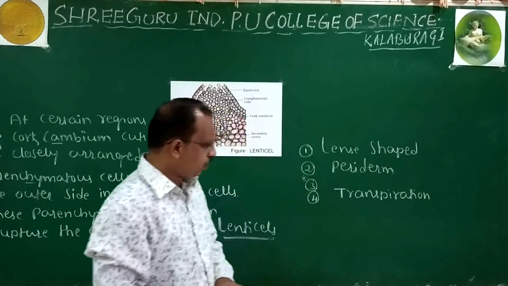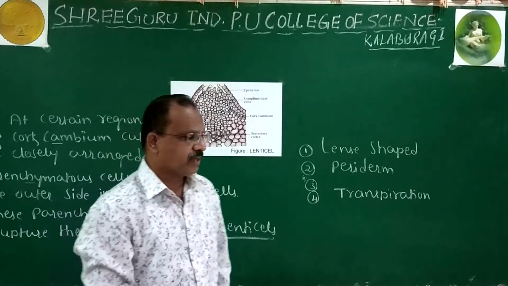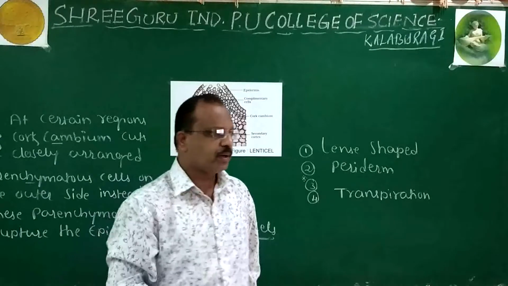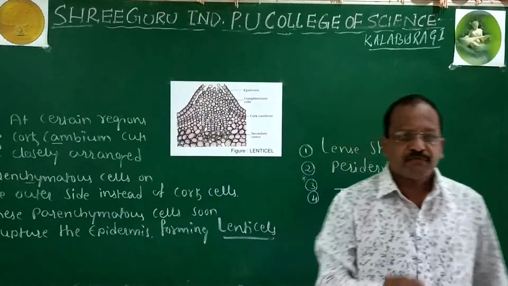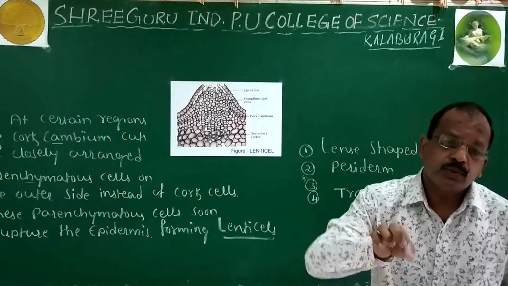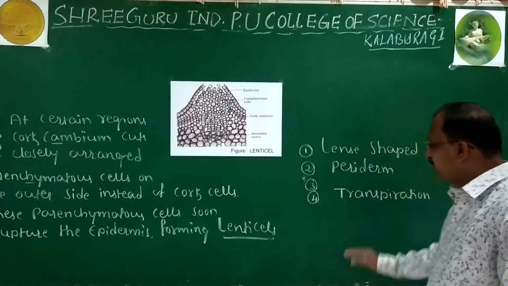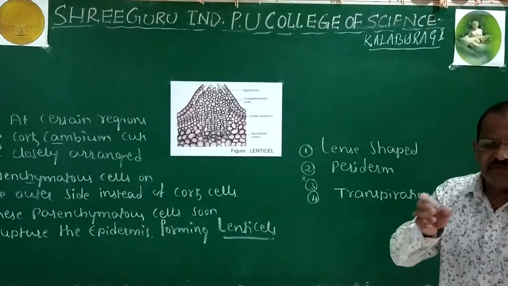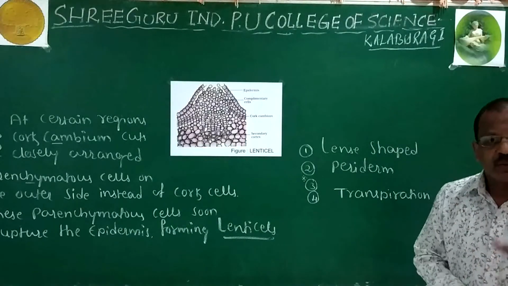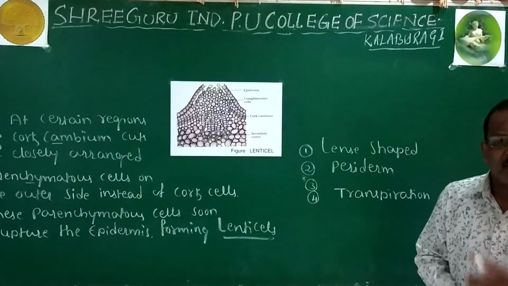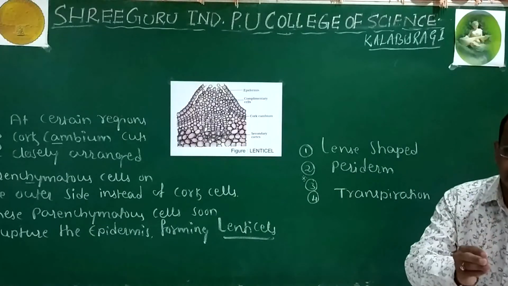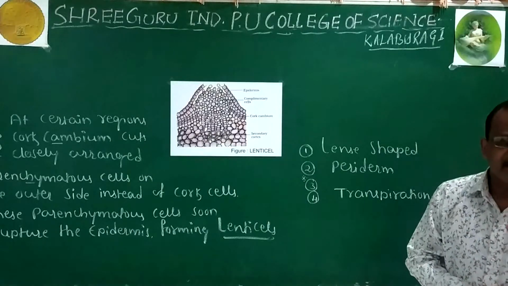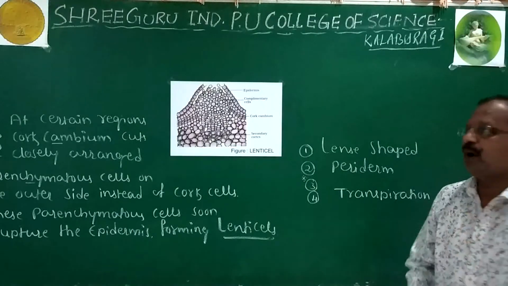Already I have come across this word transpiration in my previous class. Loss of water in the form of water vapor through the aerial parts of the plant body is called transpiration. Okay, don't bother about this word because the detailed matter is there in the chapter Transport in Plants.